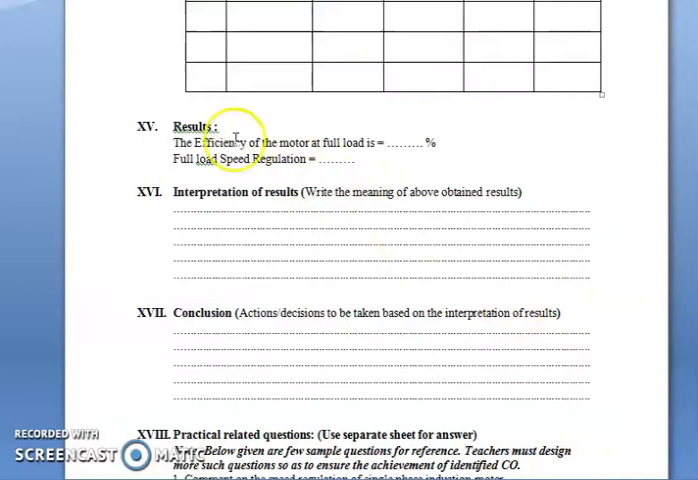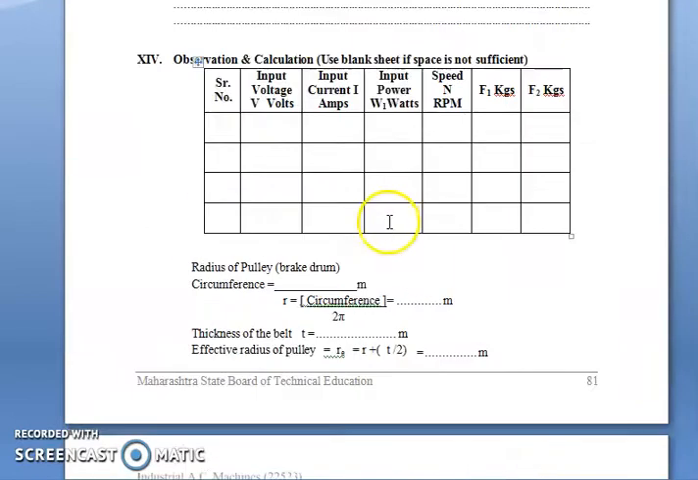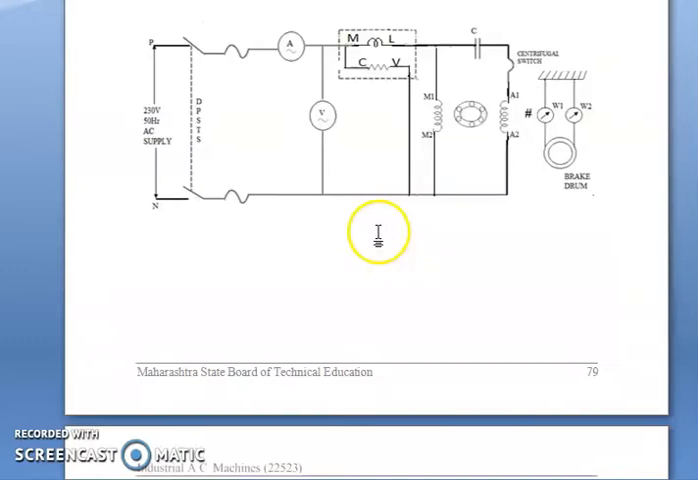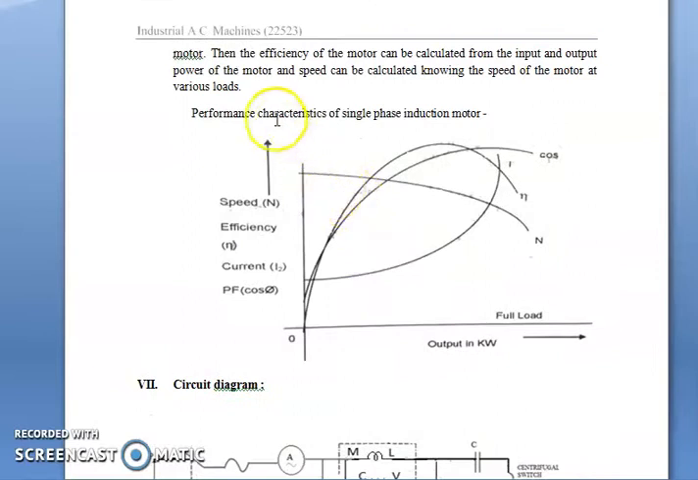So efficiency of motor at full load, some percentage, full load speed regulation, and after all these parts are completed, then you should go for the performance characteristic. That is nothing but a graph. You should plot the graph with the different parameters.